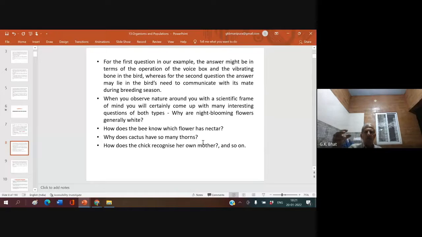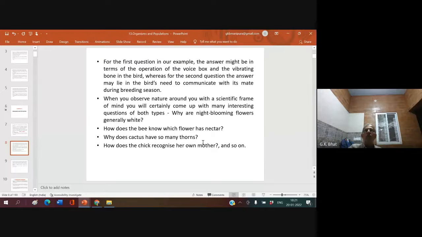For all these, there is a definite answer. Now the question is, how does the bee know which flower has nectar? The nectar, the moment it is produced by the flower, has its own smell. This is released, and these bees are capable of smelling that. Night blooming flowers are generally white to attract the nocturnal pollinators.